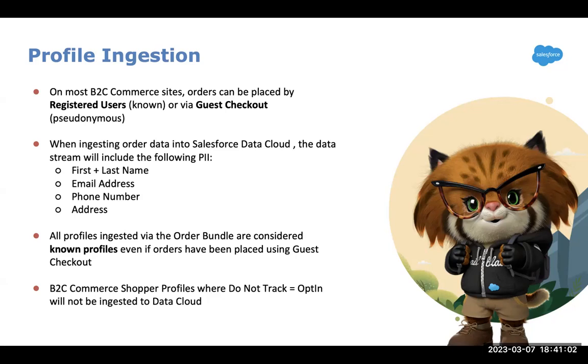Right, and the most important thing is that a B2C Commerce shopper profile where do not track equals opt-in will not be ingested into Data Cloud, because in your B2C Commerce Cloud website settings you should have a setting where do not track is equal to opt-in. Some companies design profile consent pages for their Commerce Cloud websites, and while logging in you have a profile section where you can have an option, do not track or do not give consent. So if you opt in, then ideally the data won't come to Data Cloud. That's one of the policies designed for PII regulations.